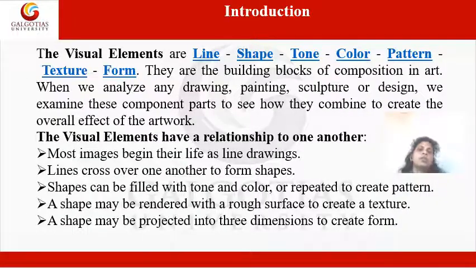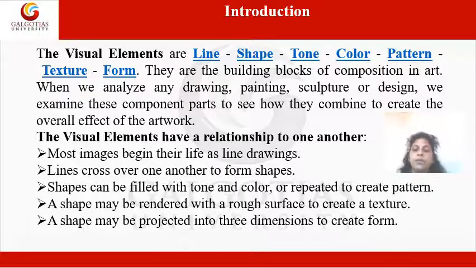Now, coming to the elements of visual art. These are line, shape, tone, color, pattern, texture, form. These seven are known as the elements of visual art. Basically, they are the important pillars in the composition of art. In the absence of any one of them, art cannot be completed.